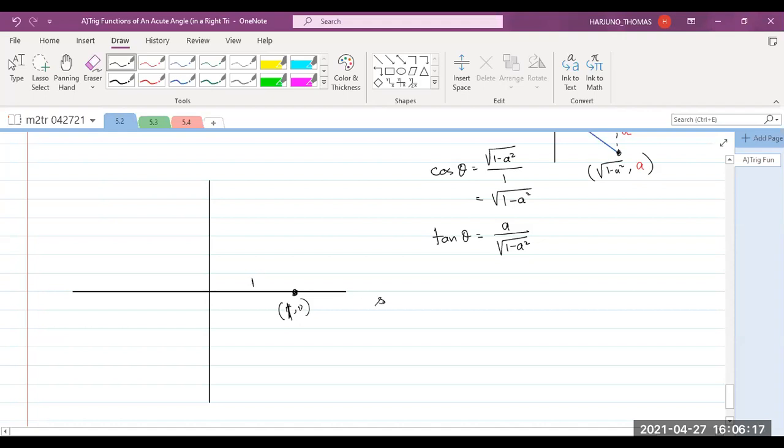Okay, so sine 0 degrees will be y over r. Cosine 0 degrees is x over r. So tangent 0 degrees will be y over x, which is 0.